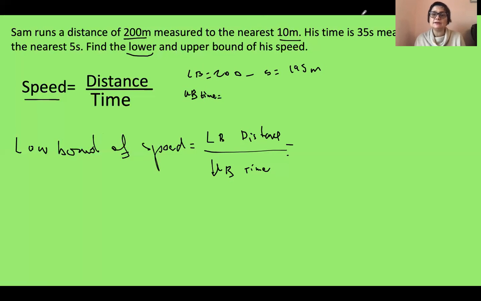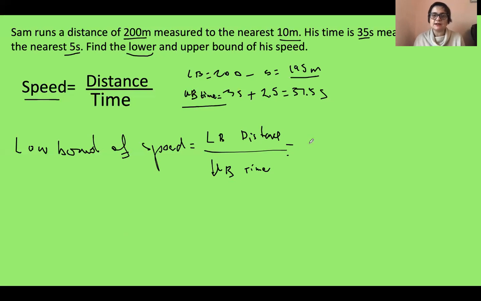And the upper bound of the time is going to be, now, the time is 35 seconds, measured to the nearest 5 seconds. Upper bound means 35 seconds plus half of the 5, which is plus 2.5, and the answer is going to be 37.5 seconds. There you go. So we have the lowest bound for the distance is 195 meters, and the upper bound for the time, that is 37.5 seconds.